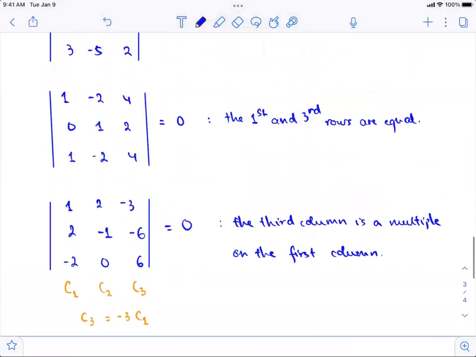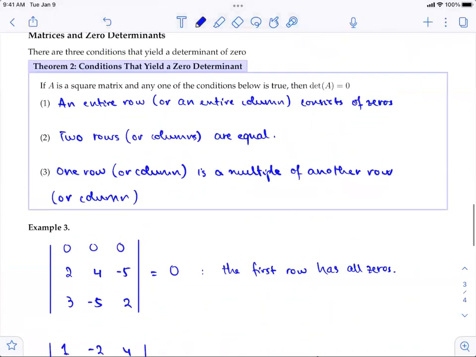All right, so again, the three conditions: when you see any of these conditions, then the determinant of the matrix is going to be equal to 0. The first condition is that an entire row or column consists of 0 entries, so automatically the determinant is equal to 0. If two rows or columns are equal, the determinant also equals 0. And the last condition is that one row or column is a multiple of another row or column. Okay, so let's move on to the following example.